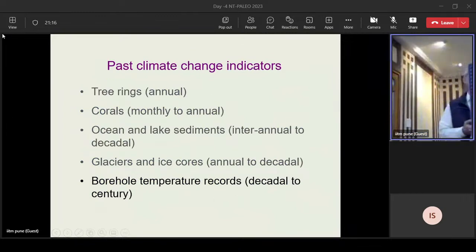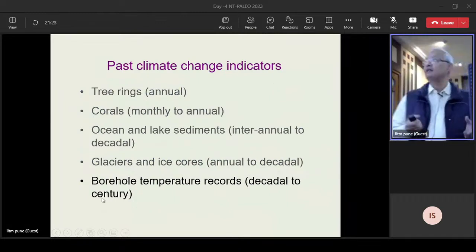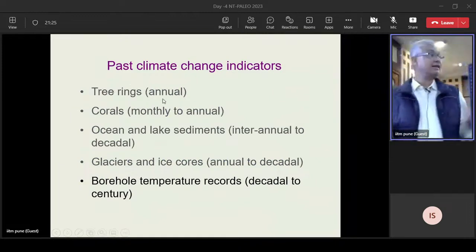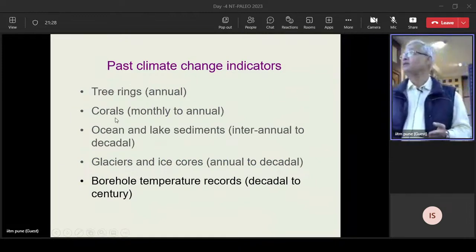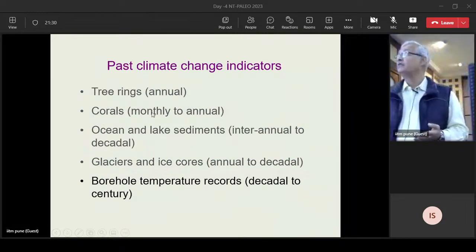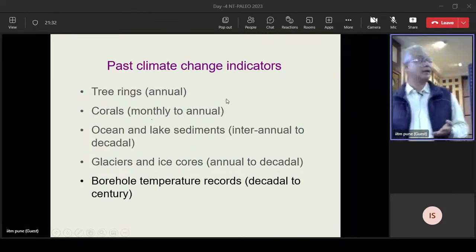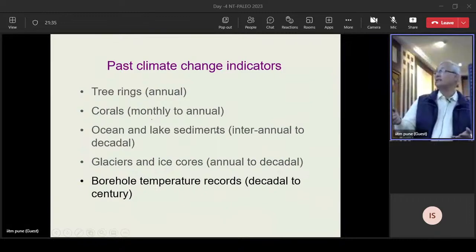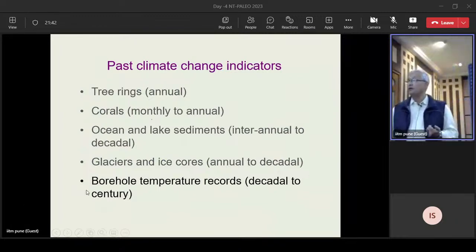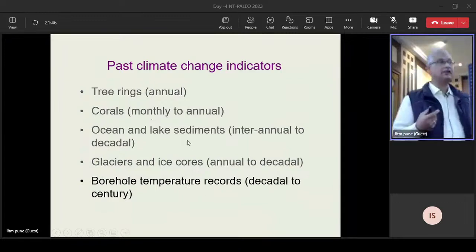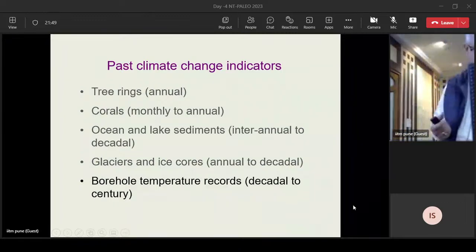Now, you have studied various past climate change indicators during the course of this week, and today I think the next talk is on tree rings. But you have seen corals, which give resolution of months to years, ocean and lake sediments interannual to decadal, glaciers and ice cores annual to decadal. I'll be talking here about the borehole temperature records, which give us information on the decadal to century time scale.